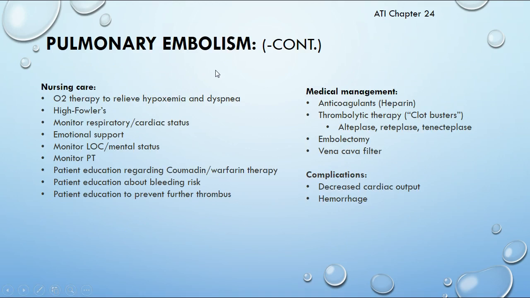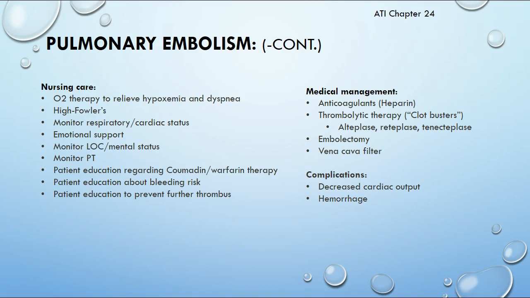In terms of nursing care, I'm going to give a patient O2 to help relieve the hypoxemia and dyspnea. Put that patient in a high Fowler's position. Monitor the respiratory and cardiac status. Emotional support, monitor their level of consciousness and mental status, monitor their PT. If patients successfully are treated for a PE, educate them about Coumadin or warfarin therapy. Also educate them about bleeding risks and how to further prevent future thrombus.